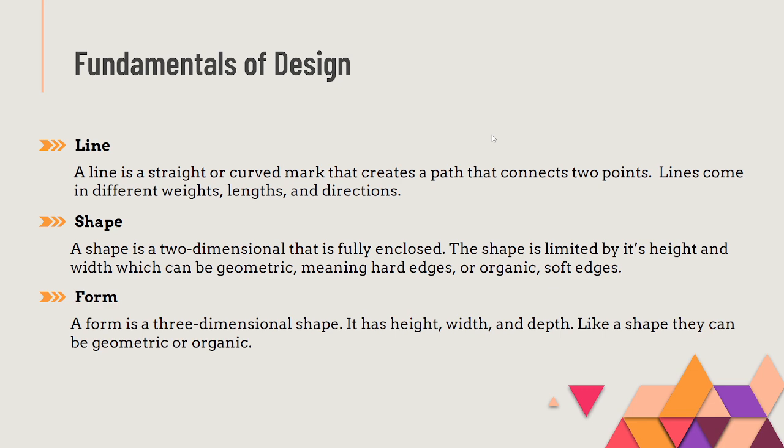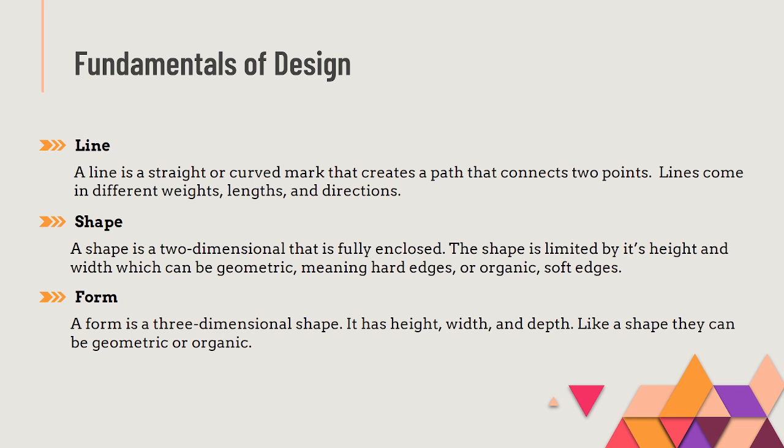So a line is a straight or curved mark that creates a path that connects two points. Lines come in different weights, lengths, and direction. So when we say weight in this, we don't mean like heavy. We mean that they're darker. So this is a lightweight font. This is a heavyweight font. So basically the bolder the font, the heavier it is. So keep that in mind when we're talking about weight in design. So a line's weight, the bolder that line is, the thicker it is, the heavier it is.